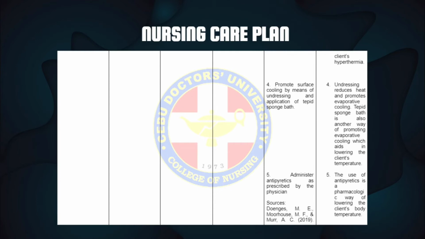Fifth is administer antipyretics as prescribed by the physician. So, the use of antipyretics is a pharmacologic way of lowering the client's body temperature.